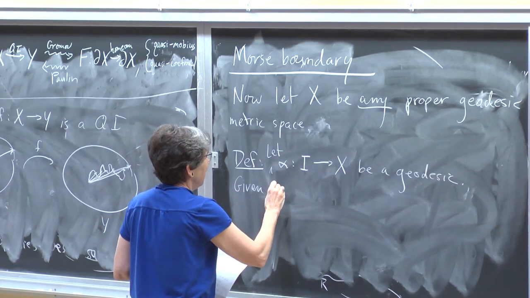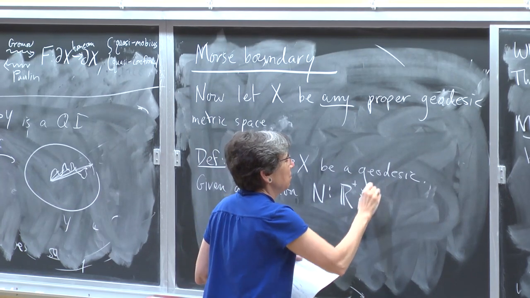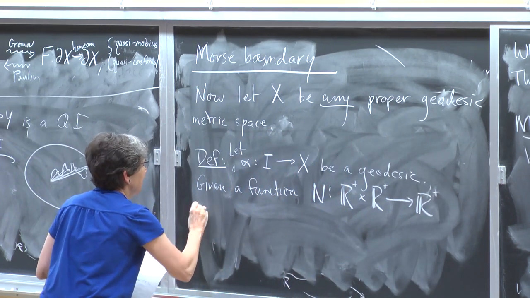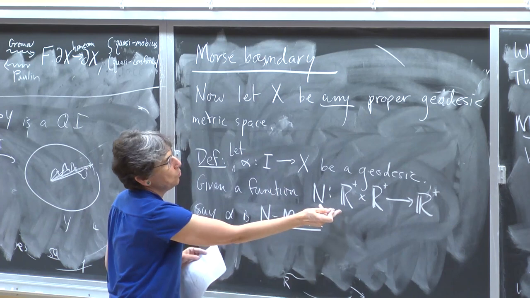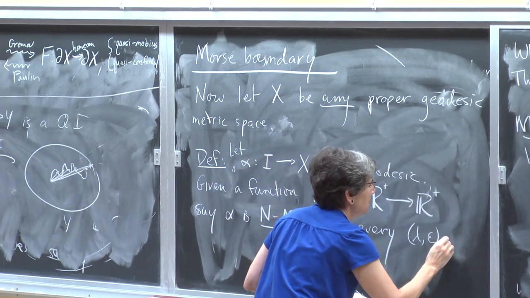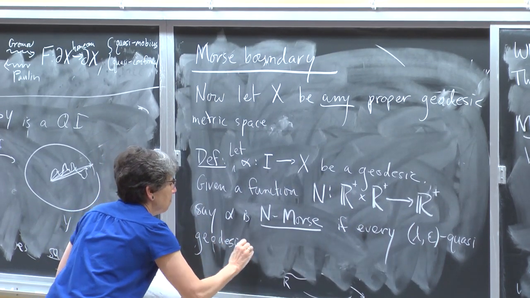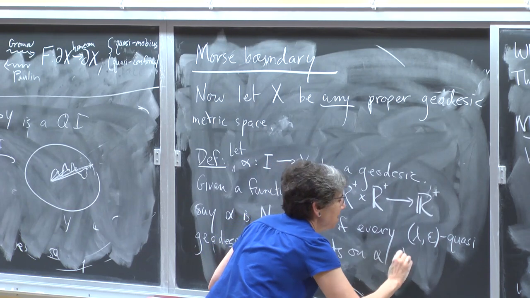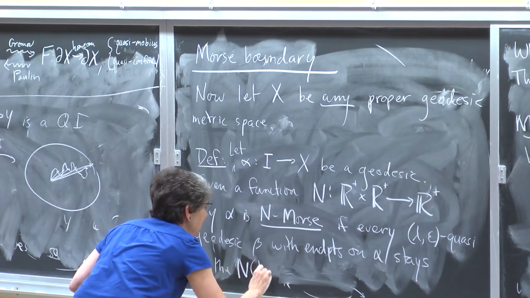So here's the problem. Maybe this is too technical. Given a function N from the positive reals cross the positive reals to the positive reals, we say alpha is N-Morse. This is sometimes referred to as the Morse gauge. If every (lambda, epsilon) quasi-geodesic beta with endpoints on alpha stays in the N(lambda, epsilon) neighborhood of alpha.